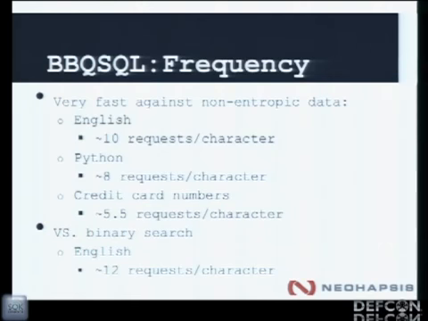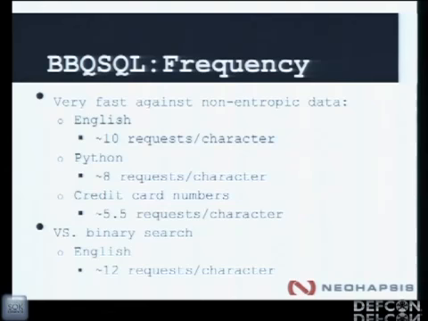This is very, very effective against non-entropic data. So if you aren't looking at hashes, if you're looking at English, if you're looking at plain text, it's very good because there is that structure and that order and that well-defined frequency. So here with English, I was essentially dumping the books that I had previously used for generating the sample. About 10 requests per character. Python, which is a little bit more structured because it's a programming language, we see even better performance with 8 requests per character. I think I was trying to dump the whole Django source code, which is kind of a lot, but I wound up getting 8 requests per character, which is good.